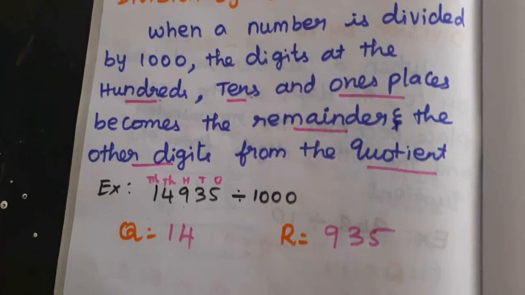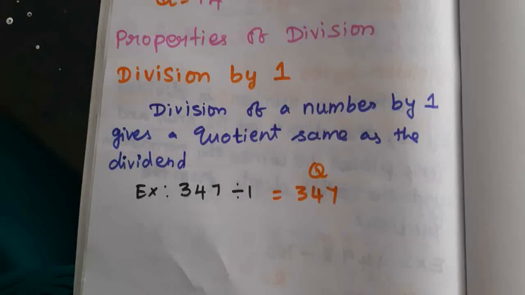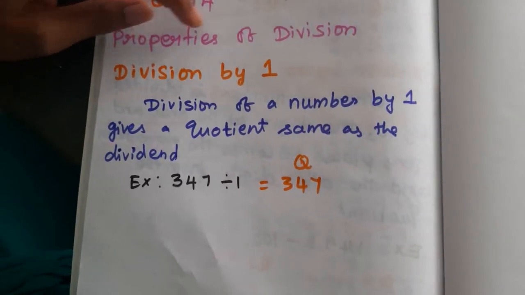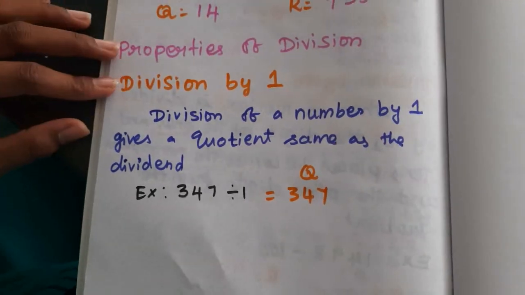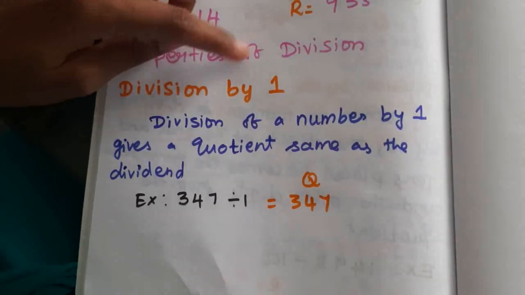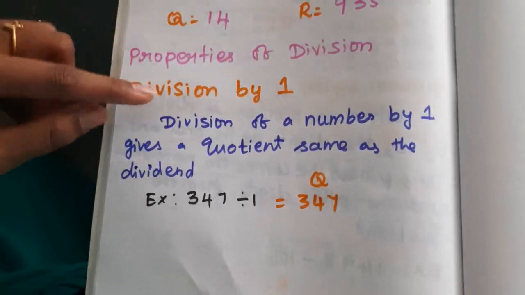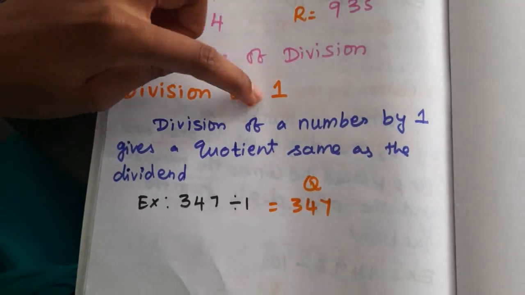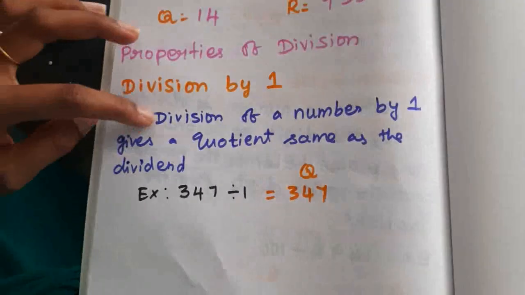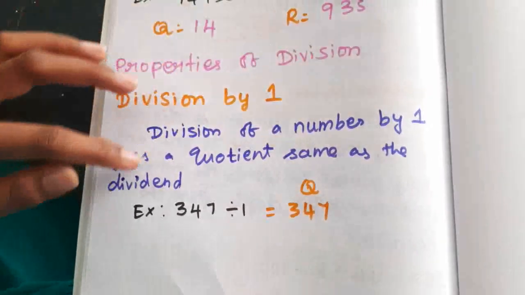Okay, so next we see the properties of division. The first property is division by 1. See that sentence: division of a number by 1 gives a quotient same as the dividend.